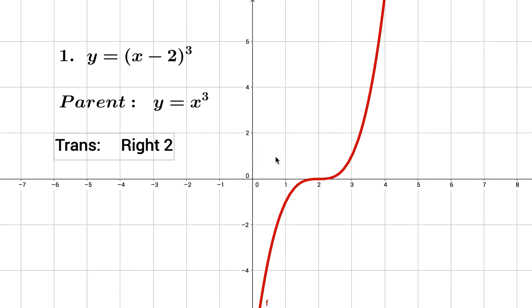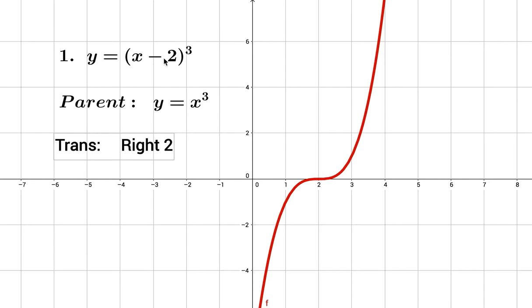Chapter 9 Review. Question number 1. You're given the equation y equals (x minus 2) raised to the third power. What's the parent function? Because it's being raised to the third power, we know the parent function is going to be y equals x cubed. It's a cubic function.